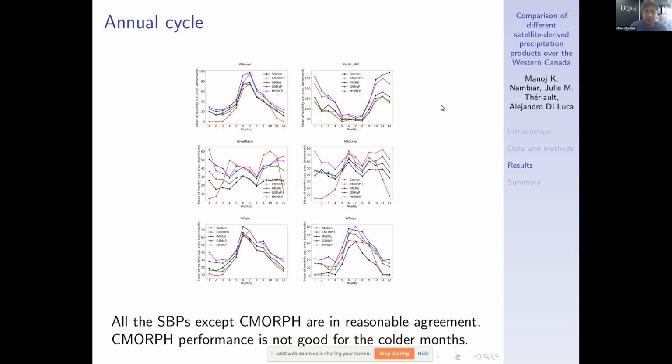Another thing we observed was that MSWEP, in magenta, and IMERG, in blue, overestimate the precipitation at all the stations. That is more evident in the case of the Pacific Northwest. So all the satellite-based products except CMORPH are in reasonable agreement. CMORPH performance is not good for colder months.